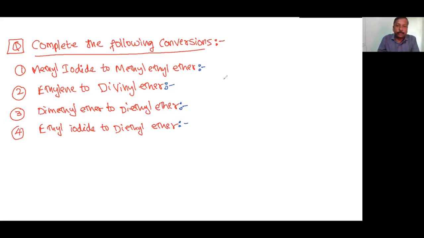Okay. So first of all, see the requirement. Methyl iodide, CH3I. We have CH3I. And what we wanted to convert it to? Methyl ethyl ether. So this is what we require. This is given and this we want. Now it is up to you what you will use, but they want that this product is to be made.